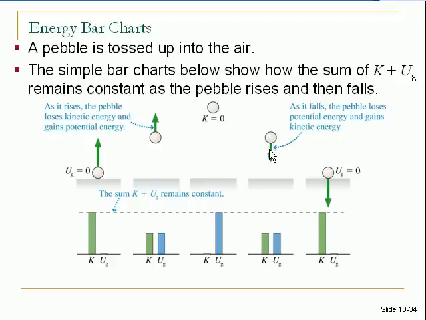Then it's on its way back down, and there's a transformation from gravitational potential to kinetic until it gets back down to the ground, and now right before it hits the ground it has all kinetic energy. And notice again how the total energy is not changing.